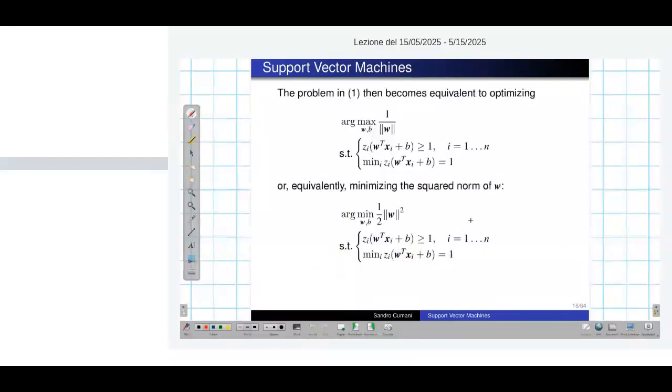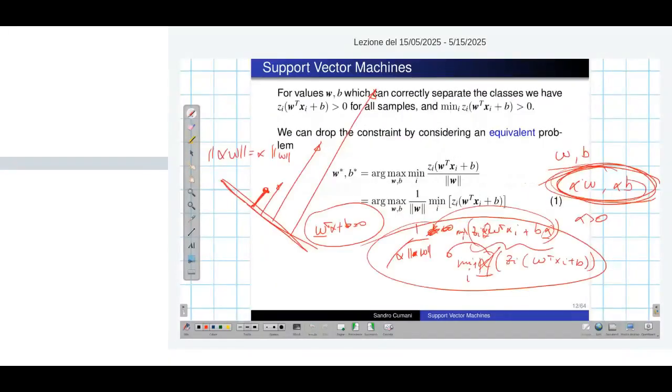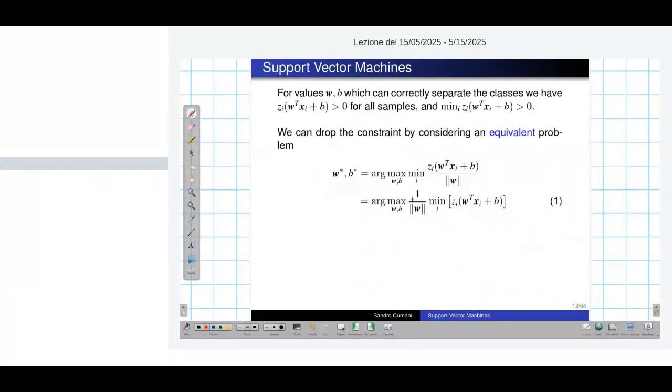So we can represent our problem how? Well, we had to maximize 1 over the norm of W times this term.